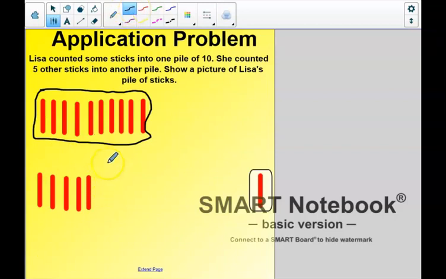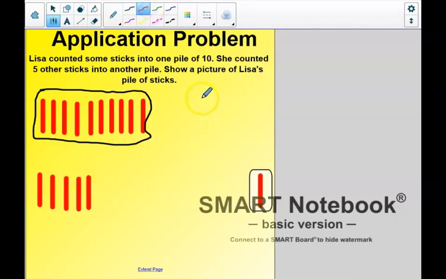So, how we would say how many sticks we have is we would say we have 1 ten and 5 ones. Because we have one group of 10 and 5 ones. If there's not 10 in a group, those are only ones.